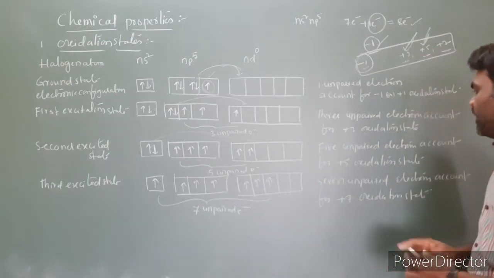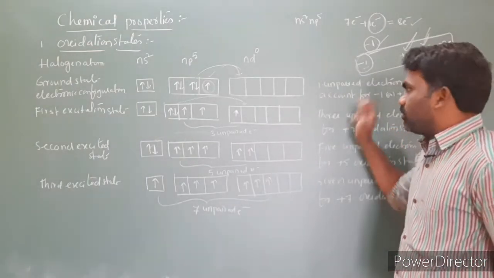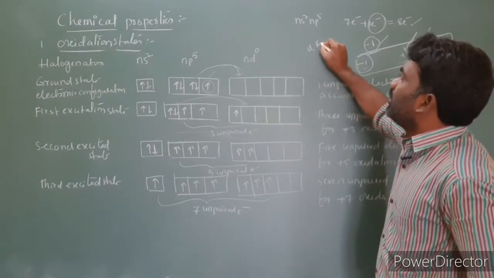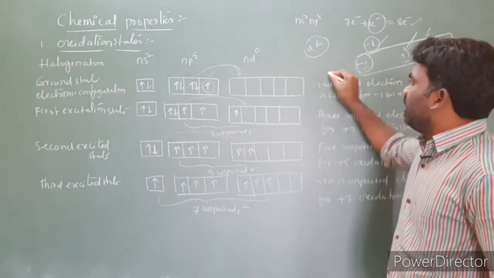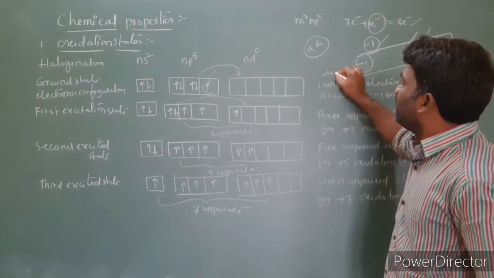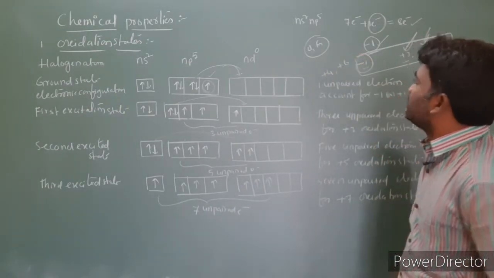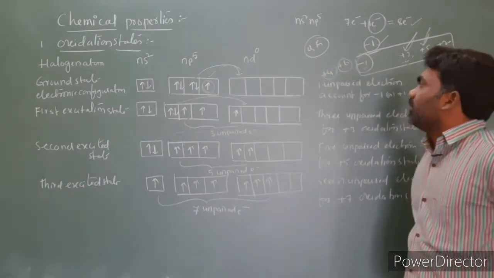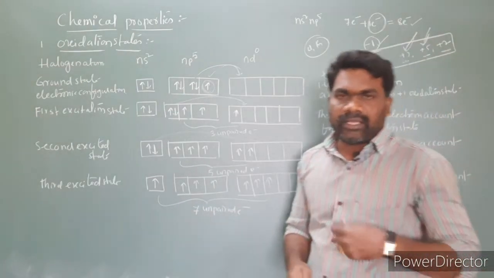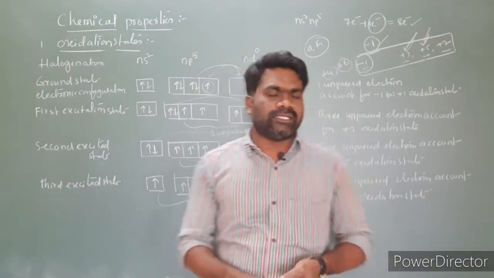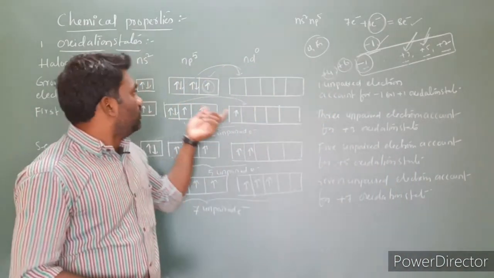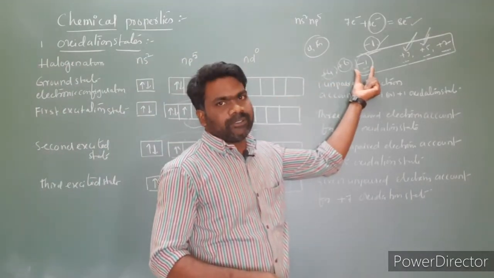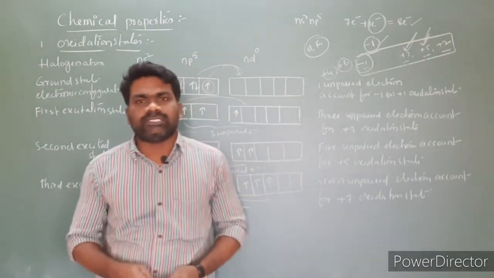Now another important point is chlorine and bromine. Chlorine and bromine can even exhibit plus 4 and plus 6 oxidation states in their oxides and oxo acids. And another important point is that fluorine can exhibit only one oxidation state, that is minus 1.